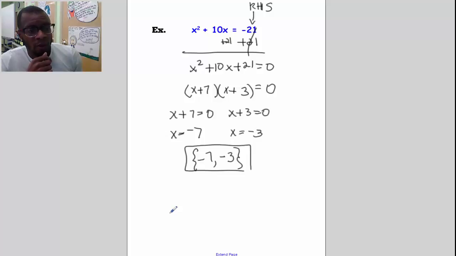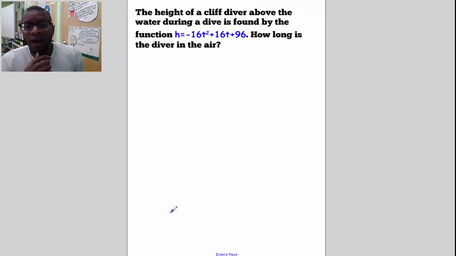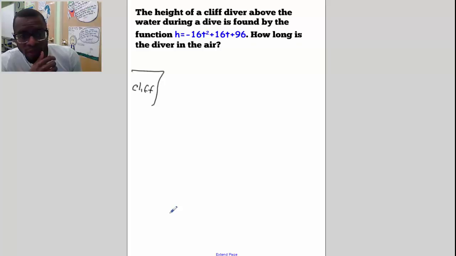Okay, one last example. So I have the height of a cliff diver above the water during a dive is found by the function h equal to -16t squared plus 16t plus 96. Okay, and I want to find out how long the diver is in the air. So imagine we have this cliff. This is our cliff. And this diver jumps off the cliff. And we want to find out how long he was in the air.